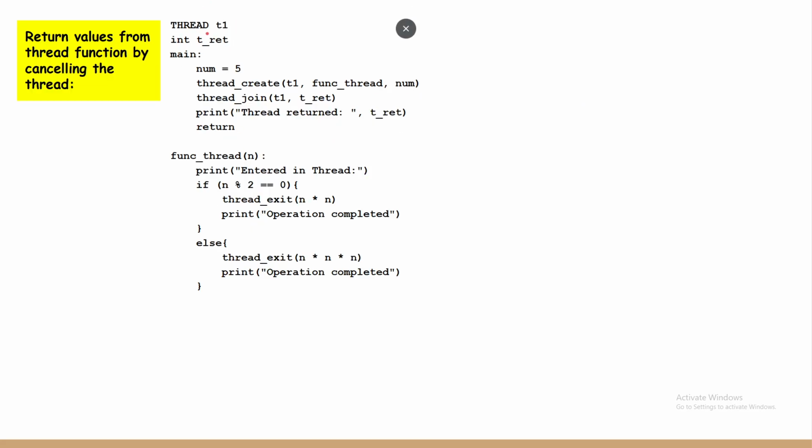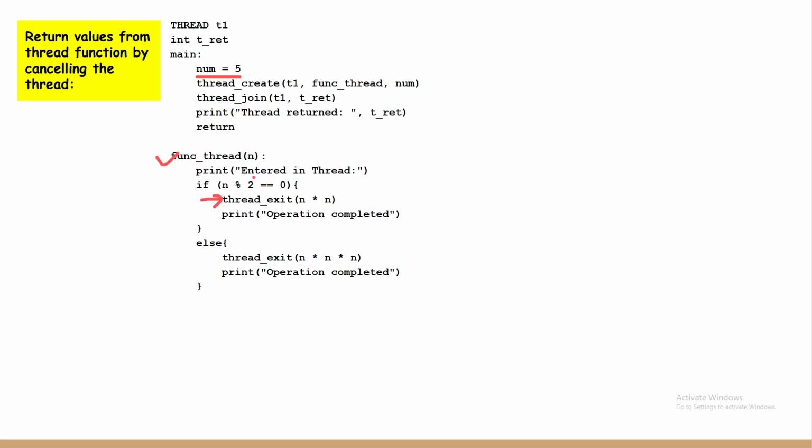Now let's look at our final example. In this example, we will see how we can terminate a thread using the thread exit function. So notice here in our main thread, we're passing the value of 5 as the argument of this function thread. Whenever our thread runs, this function will execute along with this instruction.